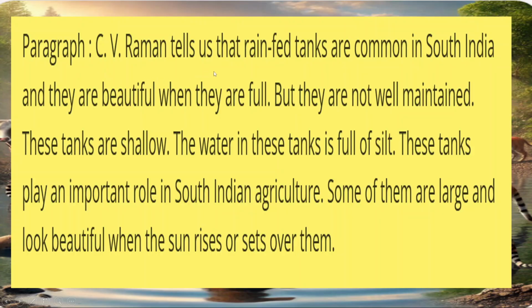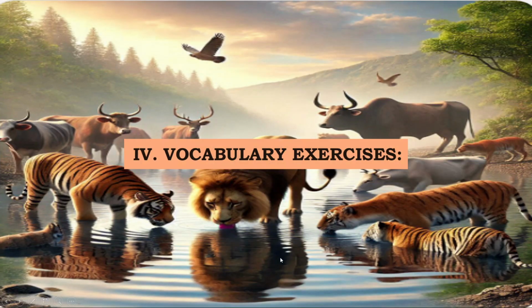Paragraph. C.V. Raman tells us that rain-fed tanks are common in South India and they are beautiful when they are full, but they are not well maintained. These tanks are shallow. The water in these tanks is full of silt. These tanks play an important role in South Indian agriculture. Some of them are large and look beautiful when the sun rises or sets over them.